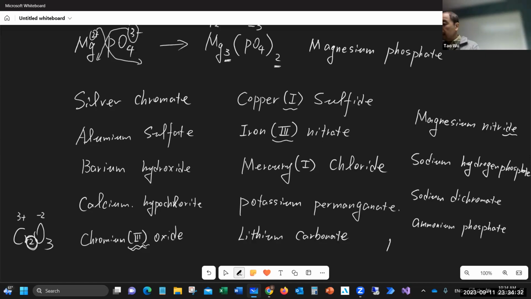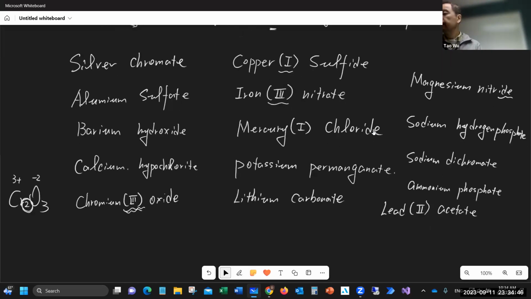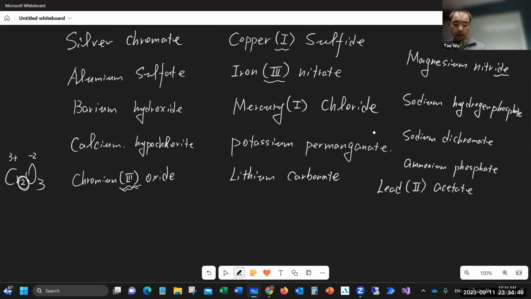Then it's lead. This one is lead with 2 positive charge, so lead 2 acetate. The next one is tin 4 oxide. And then it's zinc oxalate. Okay, so that's what we have.